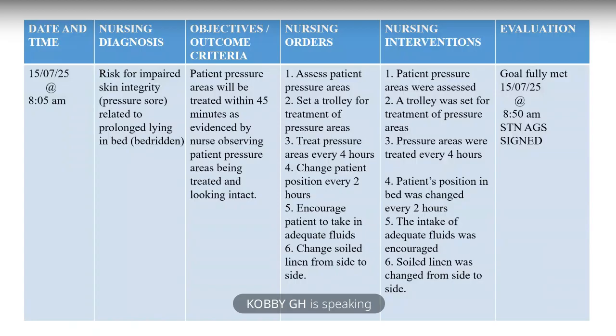Three, treat pressure areas every 4 hours. Pressure areas were treated every 4 hours. Four, change patient position every 2 hours. Patient position in bed was changed every 2 hours. Five, encourage patient to take in adequate fluids. The intake of adequate fluids was encouraged. Six, change soiled linen from side to side. Soiled linen was changed from side to side. You see how simple it is. Then you add the 45 minutes. Here we have 8:05. If you add 45 minutes to 8:05, you get 8:50. Then you write your initials, STN. You sign under it very nicely. You get it. Then you are done.